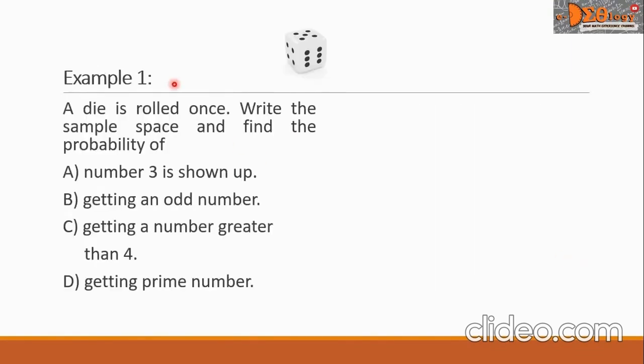Let us have example 1. A die is rolled once. Write the sample space and find the probability of letter A, the number 3 is shown up. Letter B, getting an odd number. Letter C, getting a number greater than 4. Letter D, getting a prime number. We have a picture of a die on top of our screen.